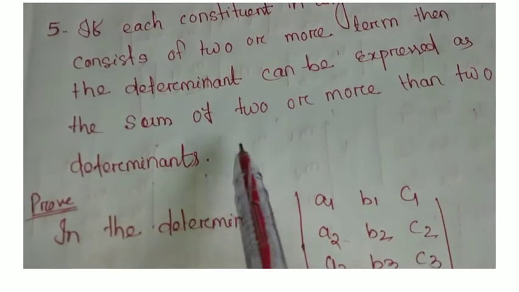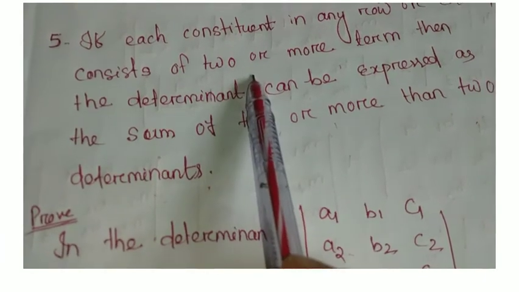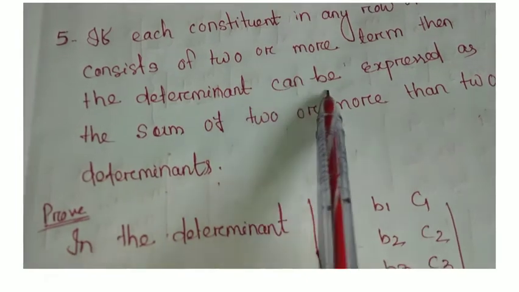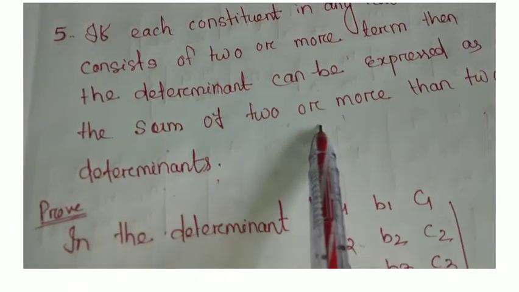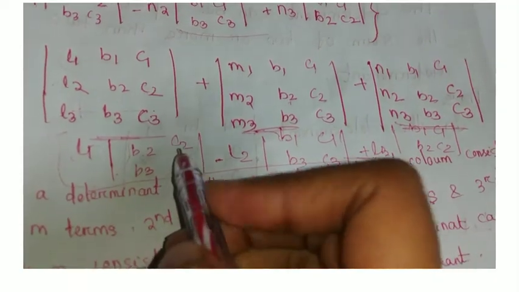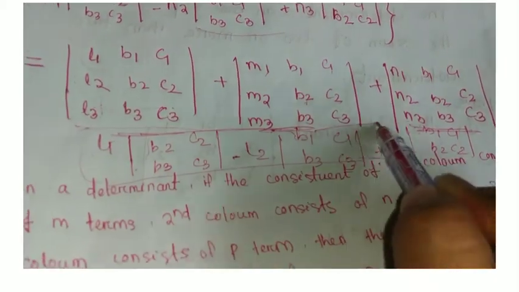That is, if we have a determinant with two or more terms, then the determinant can be expressed as the sum of two or more determinants. This is proved.